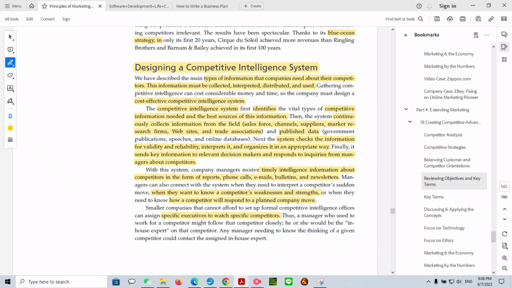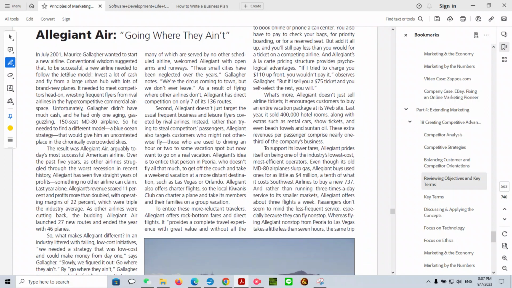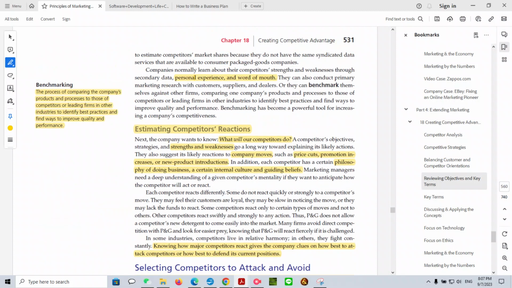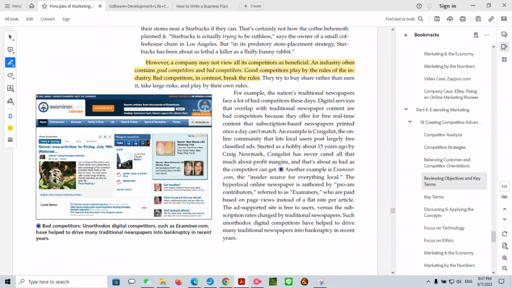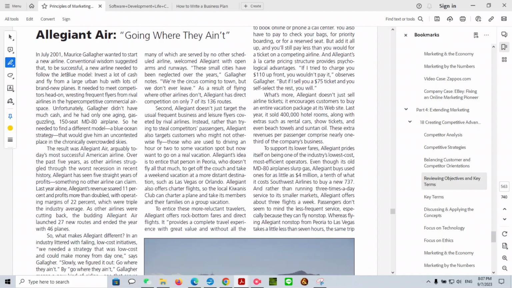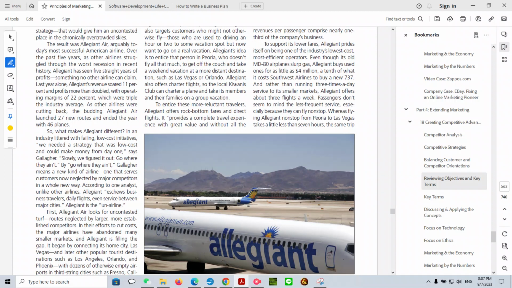And thus, a manager who used to work for a competitor must follow the competitor closely. He or she would be the in-house expert of that competitor. Any manager needing to know about a given competitor could contact the assigned in-house expert. Here we have a case example about Legion Air and how they did it. Now, because I've read this, I'll tell you the way that they were able to create an uncontested market space was, number one, by making the flights cheaper, and they made them cheaper because they used airports that have less demand. It's also a smaller city, and there's also less competition among the airlines. And so that's basically how they did it.